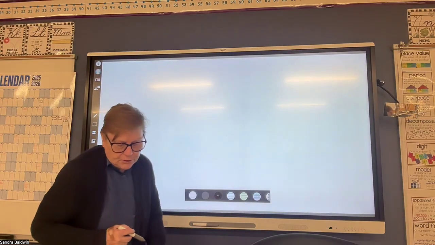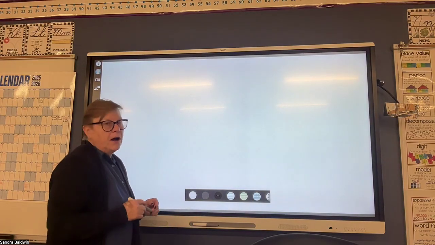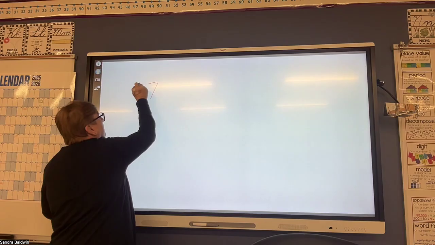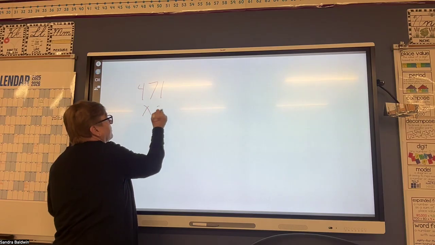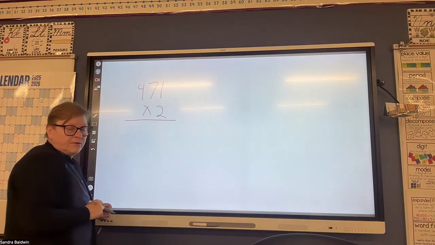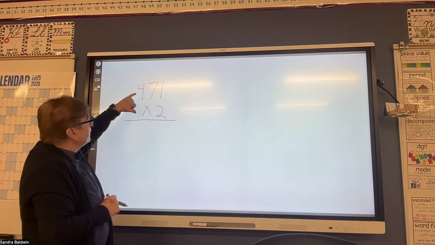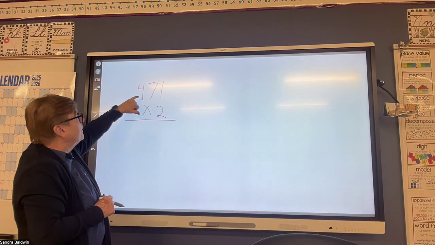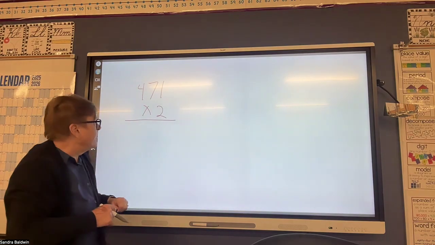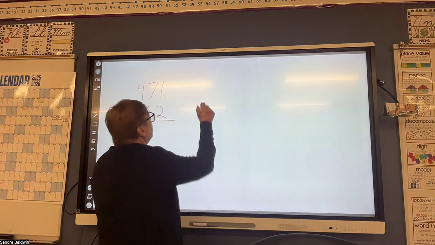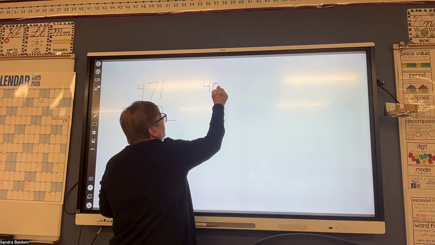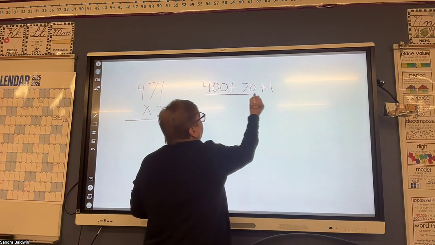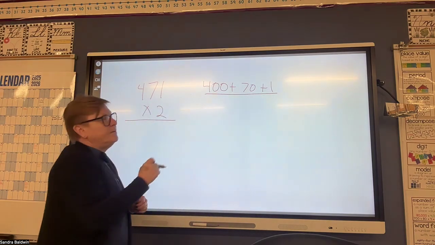Okay, the first one I'm going to do is from the first row, the 4th problem, and it is 471 times 2. So the first thing I'm going to do is decompose the factor that has more than 1 digit. I'm going to decompose that into expanded form. So I will say 471. I'll break it down to 400 plus 70 plus 1. I'm going to make that the top part of my rectangle.